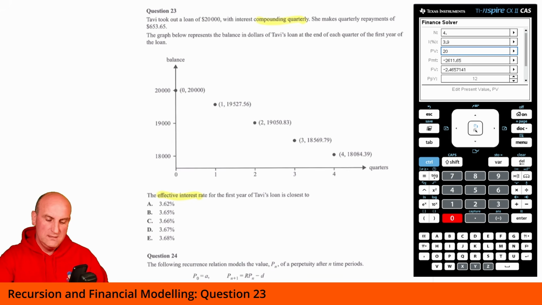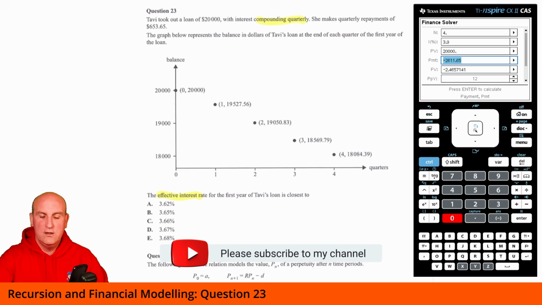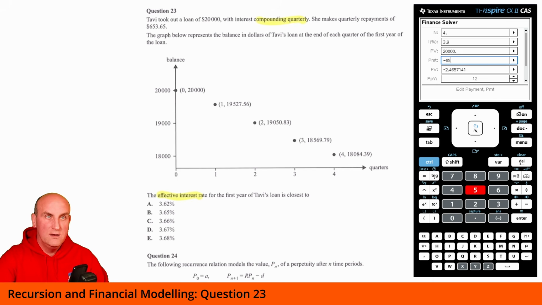My principal value is 2123. She's taken out a loan. My payments were minus, what did they say? 653.65. My future value, I'm just going to read off of payment 4, which is 18084.39. Payments per year is 4. Compounds per year is 4. So when I get my interest rate, something's not right there. You're all screaming at me because I didn't do my minus value there.